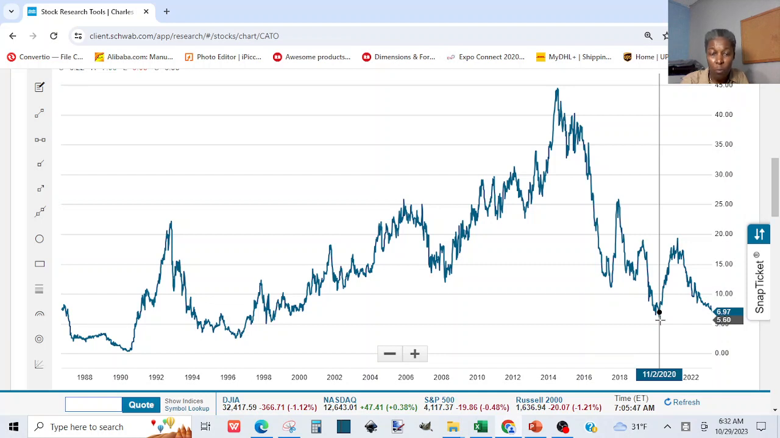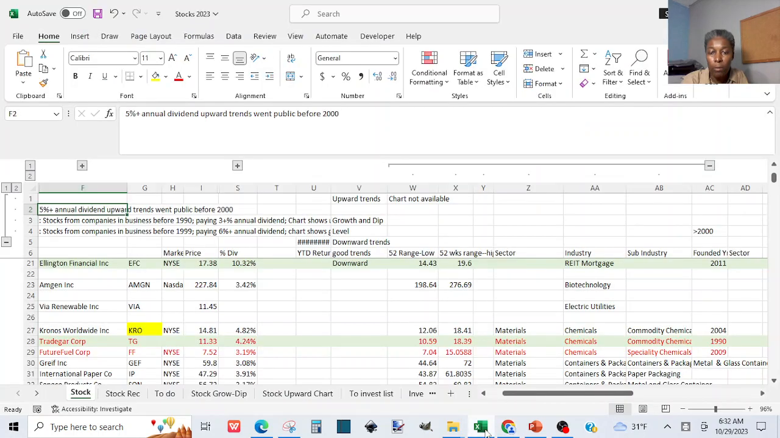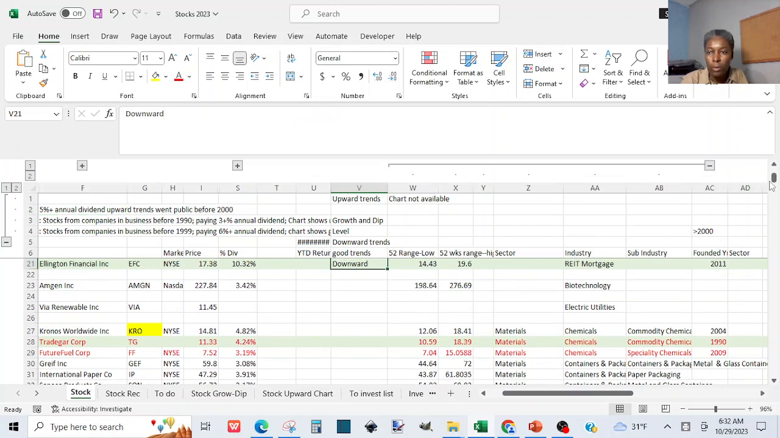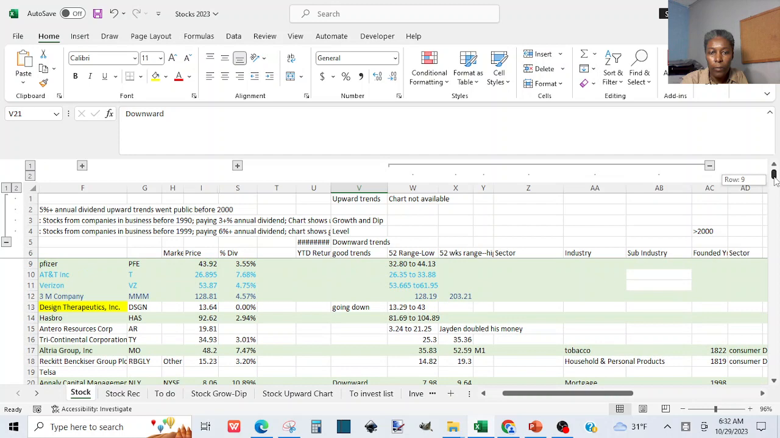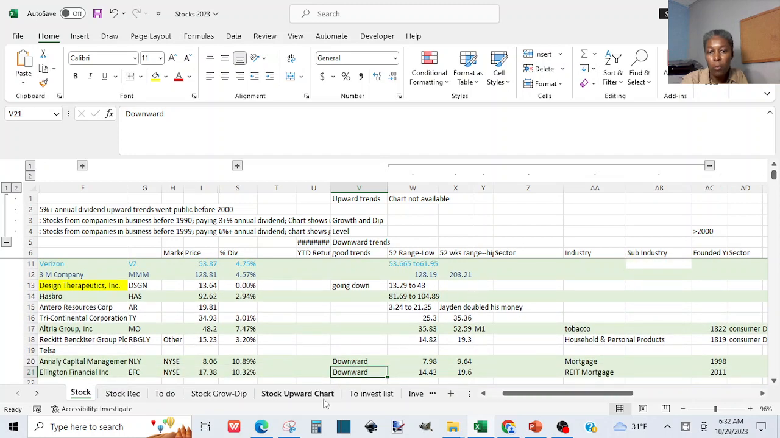And this met our criteria up to this point. A downward chart is a no-no. This company is not good to invest in long term. So therefore, you will put downward for that company on your spreadsheet. We have an example here. You put downward, and that pretty much means you should not invest in the company.